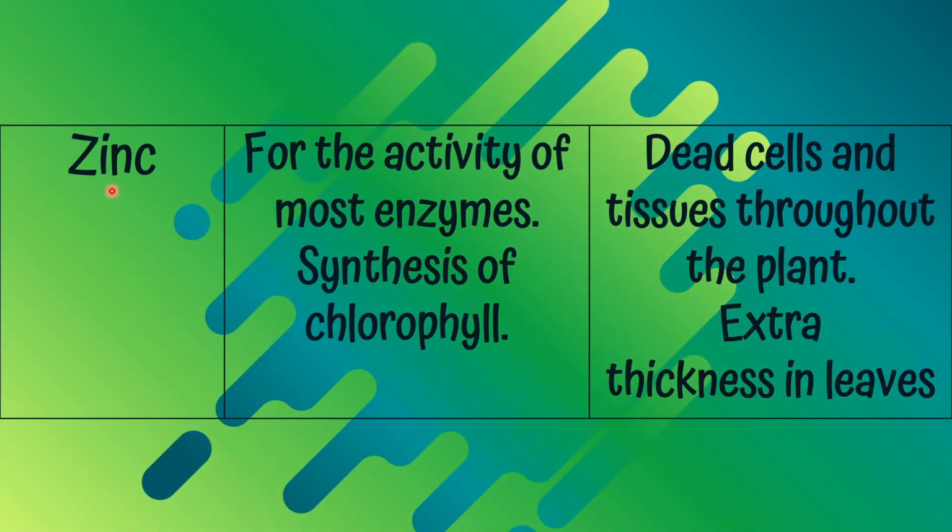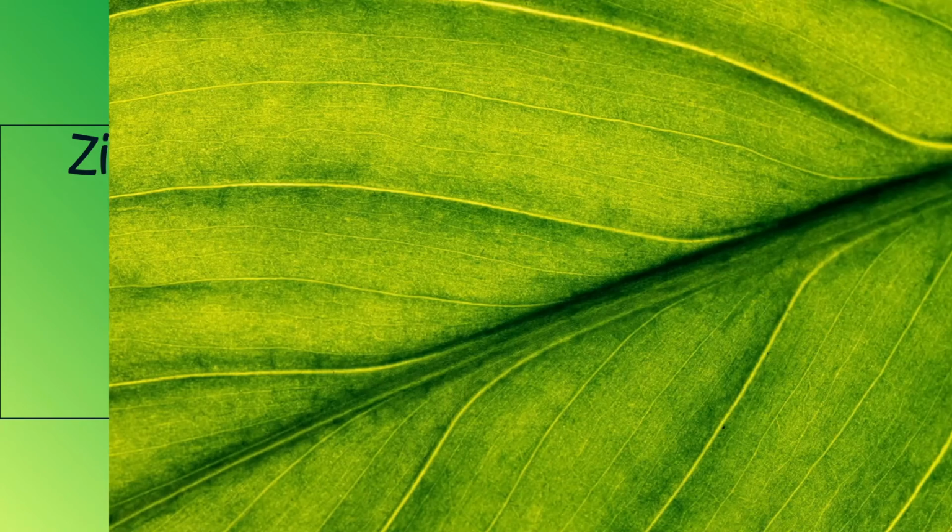Let's talk about the element zinc. The functions are for the activity of most enzymes and synthesis of chlorophyll. And the deficiency symptoms are dead cells and tissues throughout the plant, and extra thickness in leaves. A situation of extra thickness in leaves.